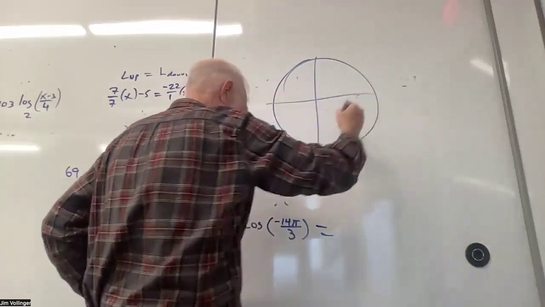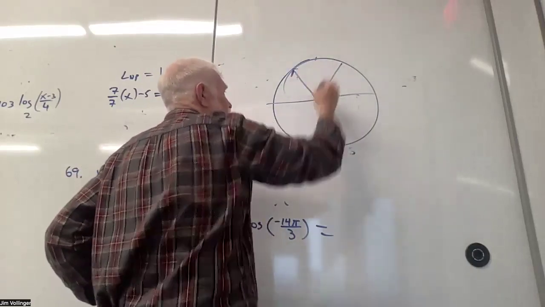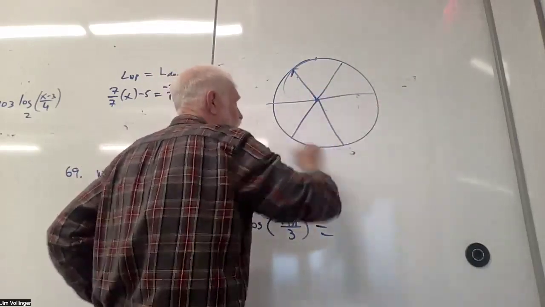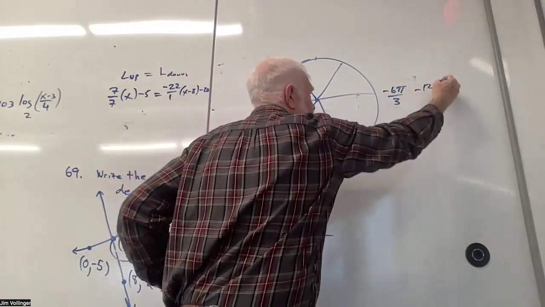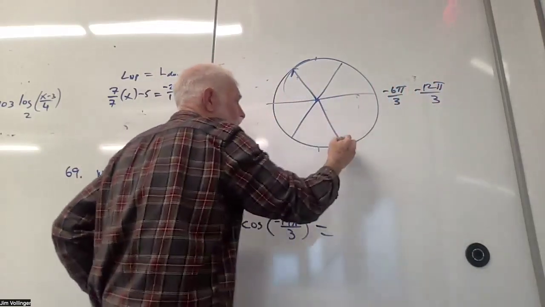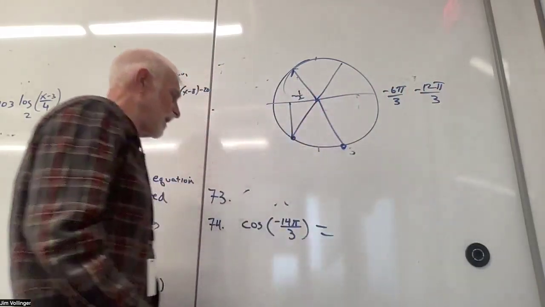All right, so pi over 3, 60-degree angles. So let's get rid of that. 60-degree angles, right there, right there. Once around is -6 pi over 3. Then you got -12 pi over 3. And then you're going 2 more checks in that direction. And yes, that was -1/2.